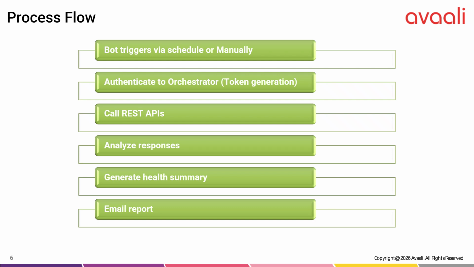Now let's talk about how the API process flow works in UiPath. The overall process flow of the solution is as follows. The bot is triggered either via schedule or manually. It authenticates securely to UiPath Orchestrator and generates an access token. It calls the required REST API endpoints. It analyzes the API responses. Then it generates a consolidated health summary report. After consolidating, it sends the report to all the stakeholders via email.